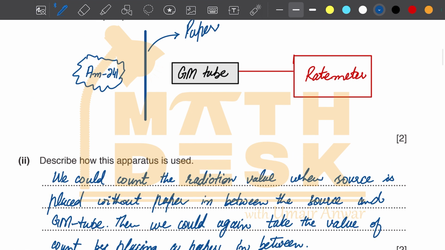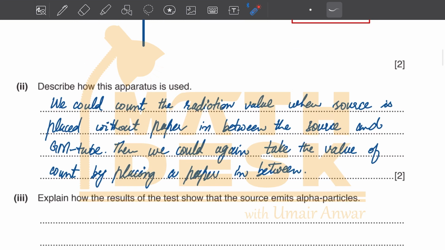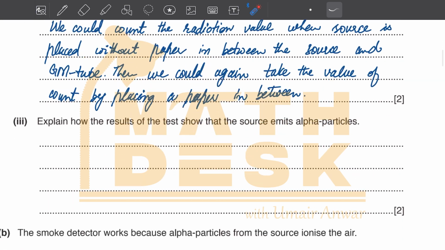There could be another way of doing the same thing. When we have placed the source of americium 241, it would be emitting alpha particles. So if we apply an electric field around it, with one negative plate and the other a positive plate, then this should show some deflection towards the negative one. So by deflecting the emitted particles, we could also conclude that the source is emitting alpha particles. So one of these methods could be used to explain this answer.